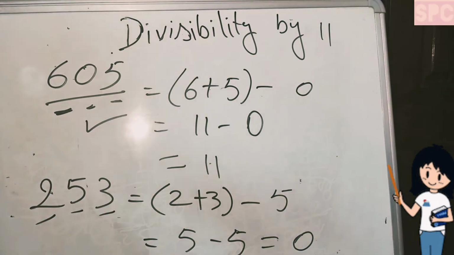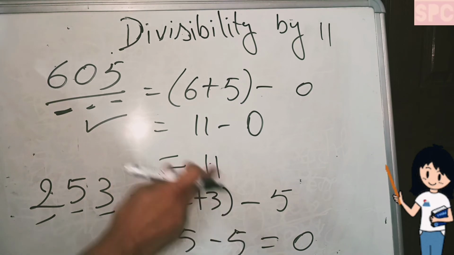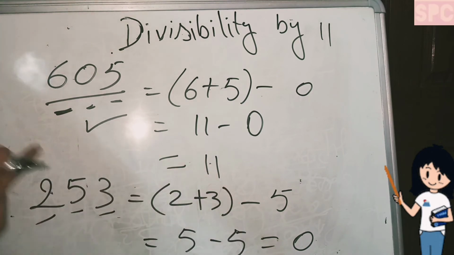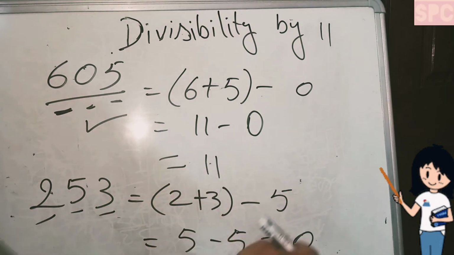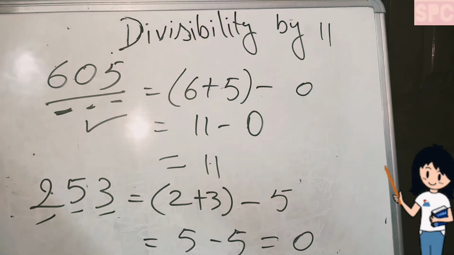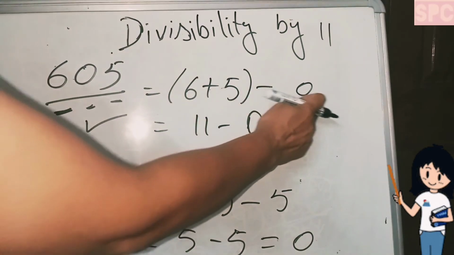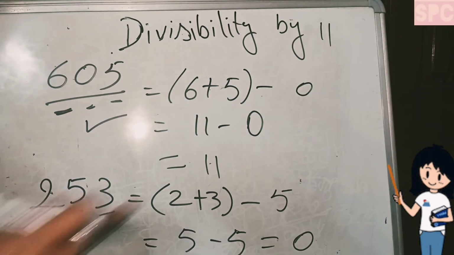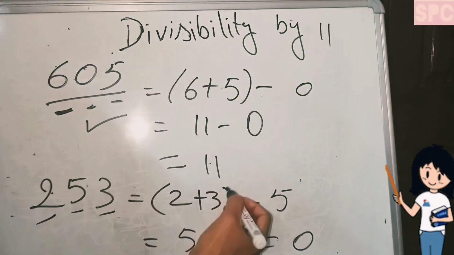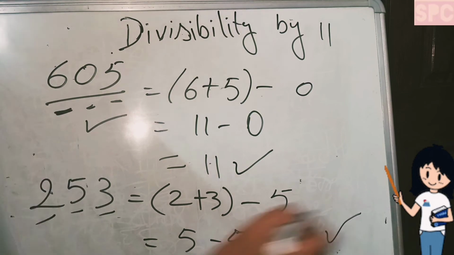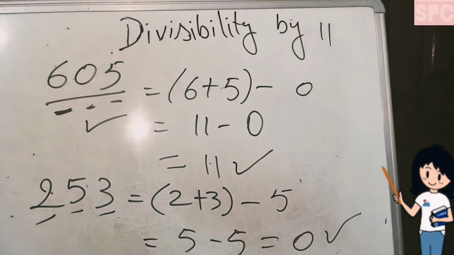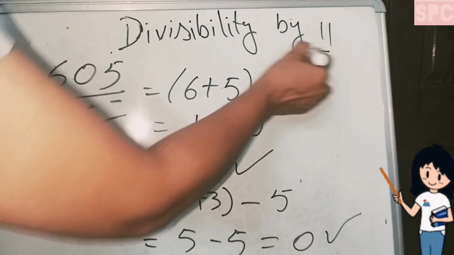So as here we have got 0, if we get 0 or 11, then that number will be divisible by 11. If suppose we get 12, 13 or some other number instead of 11 or 0, then in that case that number will not be divisible by 11. The condition is the sum of the digits at odd places minus the sum of the digits at even places. After solving it, we should either get 11 or 0. If we get 11 or 0, then that number is divisible by 11.